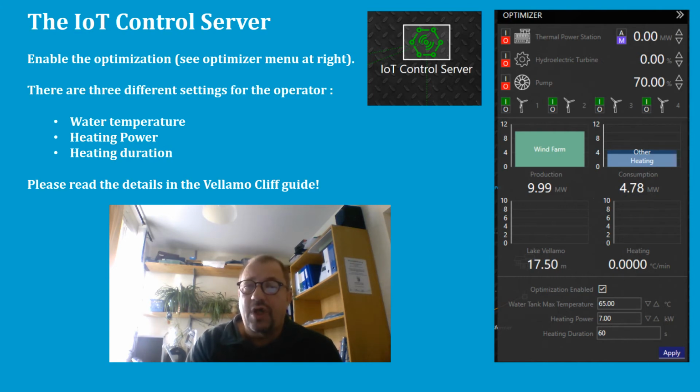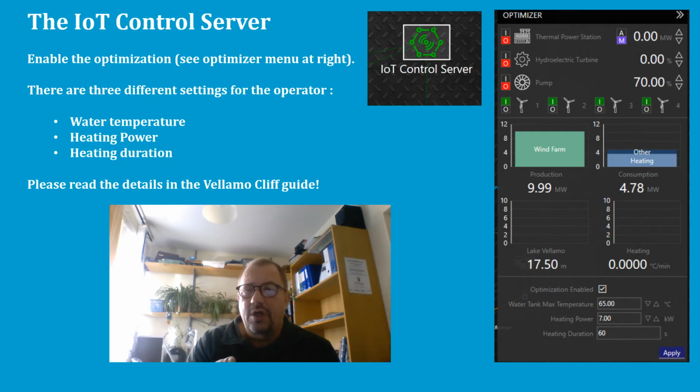This is a very good and helping tool for the grid operator. The three settings work as follows. The optimizer sends to the IoT device of each house a set of commands. These commands are dependent on the settings made by the operator. If the optimizer is not enabled, then no commands will be sent to the houses, which is not in favor of the optimal grid operation.